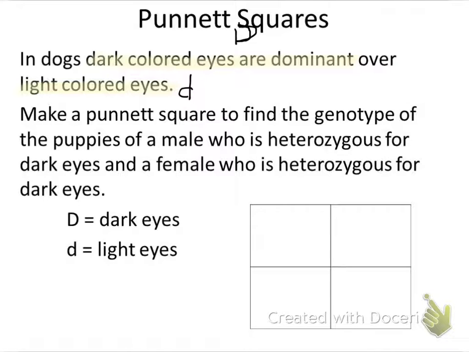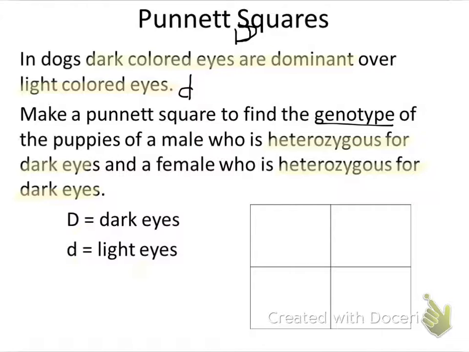We are going to make a Punnett square to find the genotype of the puppies of a male who is heterozygous for dark eyes and a female who is heterozygous for dark eyes as well. And down here it tells us the capital D is for dark eyes and lowercase d is for light eyes.